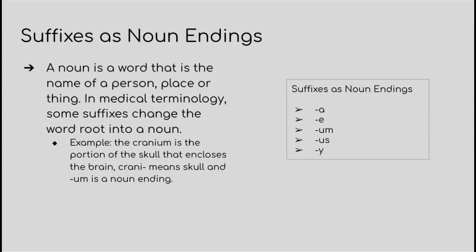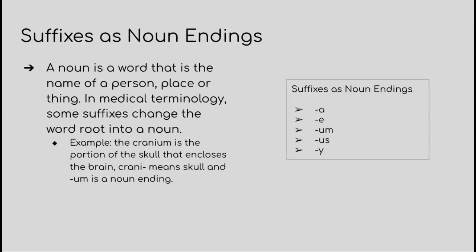Suffixes as noun endings. So this is where it can get a little messy. A noun is a word that is the name of a person, a place, or a thing. In medical terminology, some suffixes change the word root into a noun. So for example, the cranium is the portion of the skull that encloses the brain. Crani means skull, and um is a noun ending.